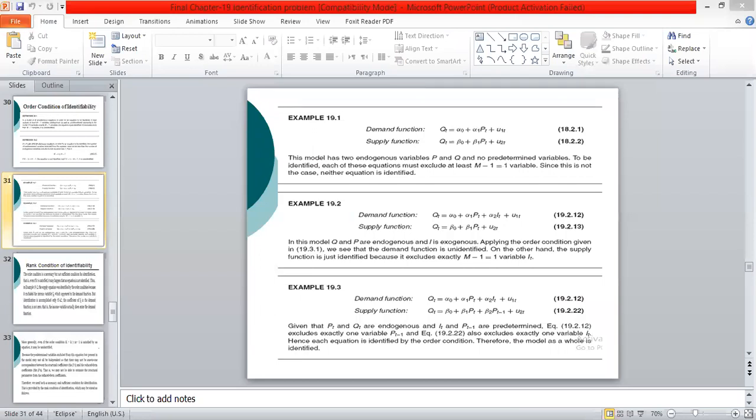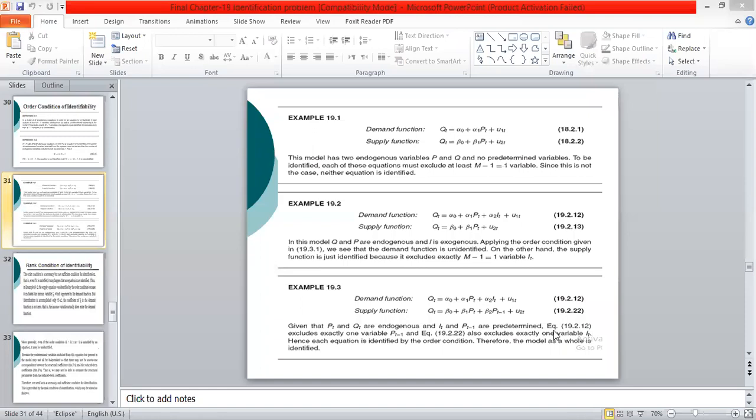m minus 1 variables. Look at P and Q. These are the two endogenous variables here. IT and PT minus 1 are the two predetermined variables here. So we have a total of 4 variables in the model.